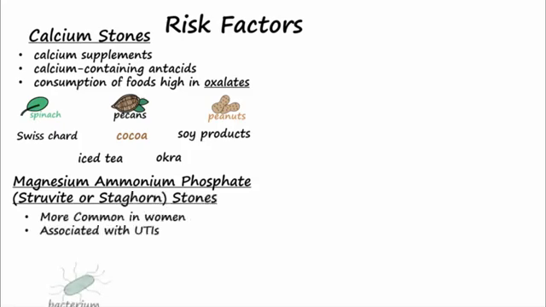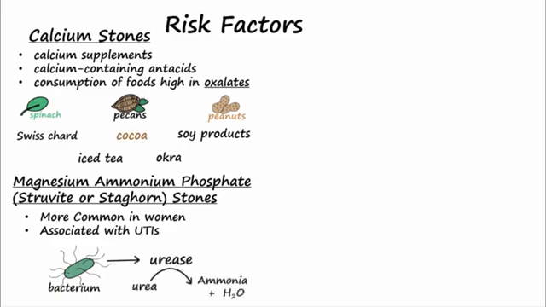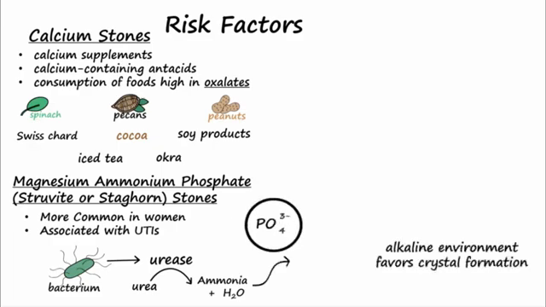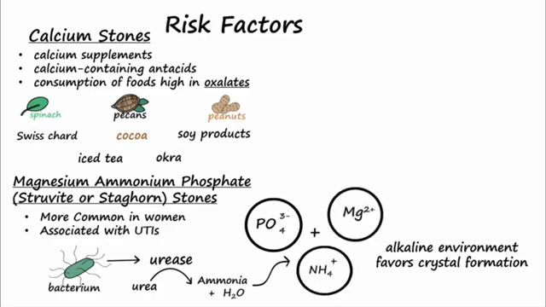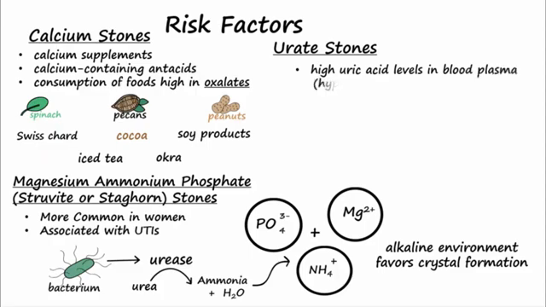Certain bacteria use the enzyme urease to convert urea into ammonia, which is basic. The now more alkaline environment increases phosphate in the urine, which combines with ammonium and magnesium ions to form the stones. Urate stones form more commonly in those that have high plasma levels of uric acid or hyperuricemia.